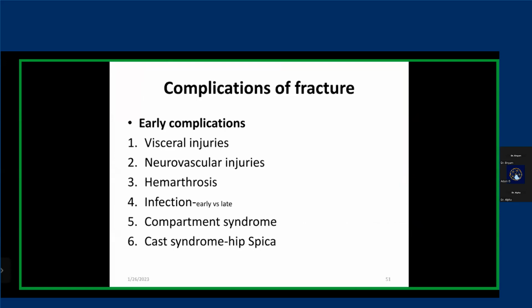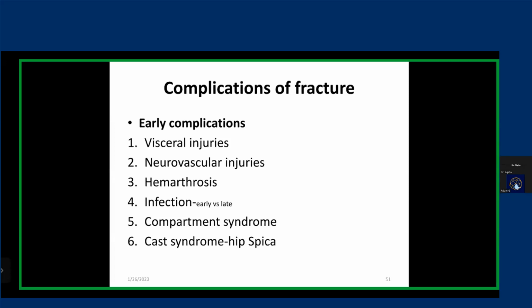So we should go through complications of fractures. Generally, we classify complications of fractures as early complications and late complications. So we need to have an eye out for these at all times.